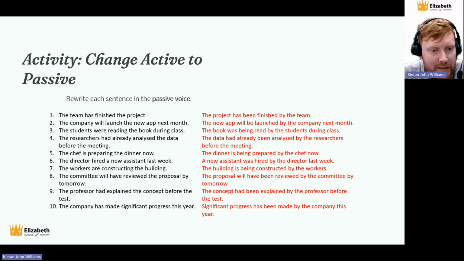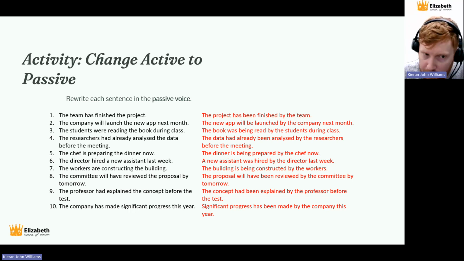So for number one, the team has finished the project. What you should have here is the project has been finished by the team. So the original sentence is present perfect. You've put be in the present perfect, has been. You've used the third form of the verb, which is also finished. And then you've gone object, verb, subject. So well done if you've got that there.